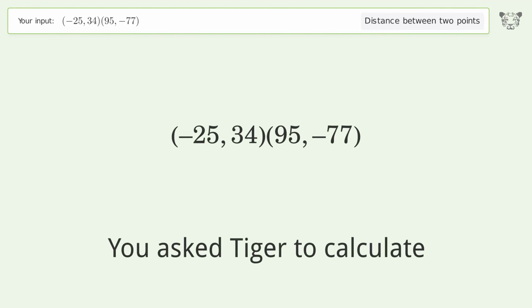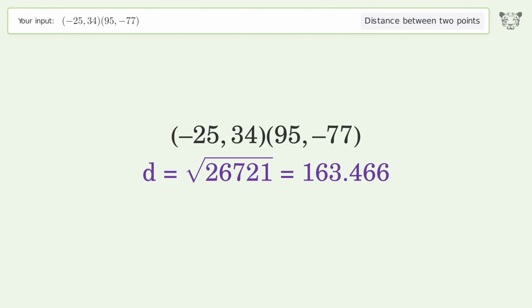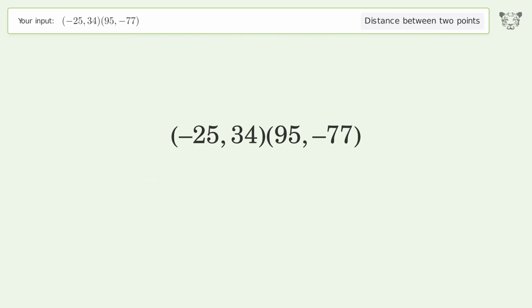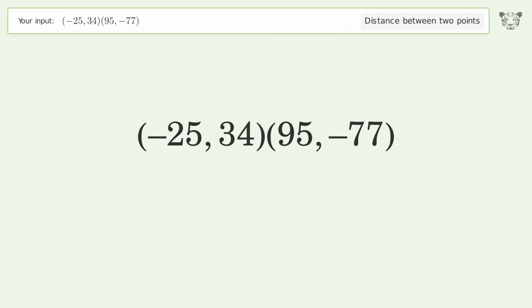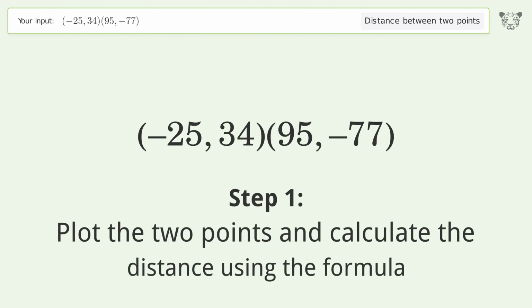You ask Tiger to calculate. This deals with the distance between 2 points. The distance between the 2 points is the square root of 26,721, or 163.466. Let's solve it step by step. Plot the 2 points and calculate the distance using the formula.